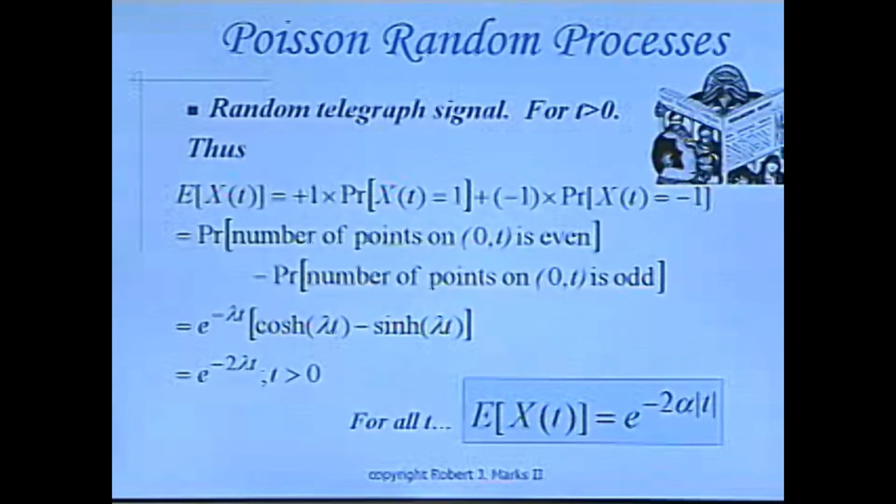Yes, question? If those points, instead of being randomly distributed, were distributed in distinct intervals, like say if you had a point every 1 second, could you show that the probability of it being even or odd would be 1/2? It's a totally different problem. The question was, let me see if I understood this. Let me rephrase your question and you tell me if I have it right.